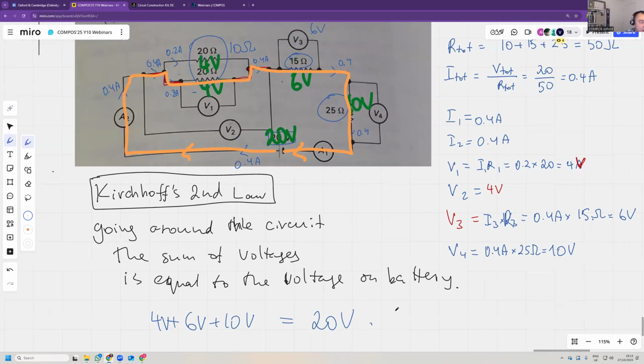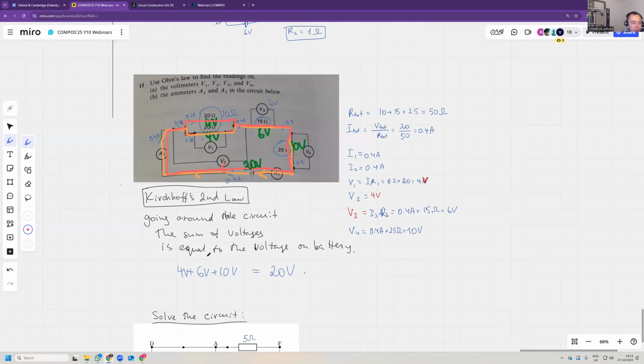If you take a different route, so if I take, for example, this route, if I go around this way, it's still valid, right? So it's 4 plus 6 plus 10 is 20. That's how Kirchhoff's second law works.